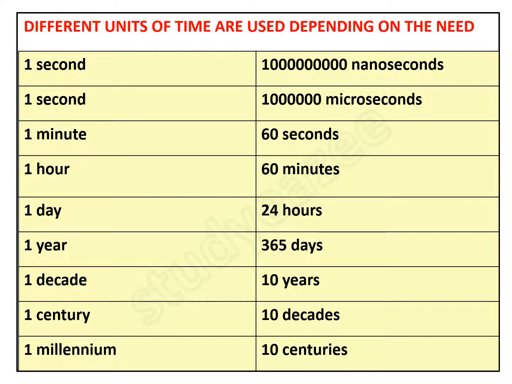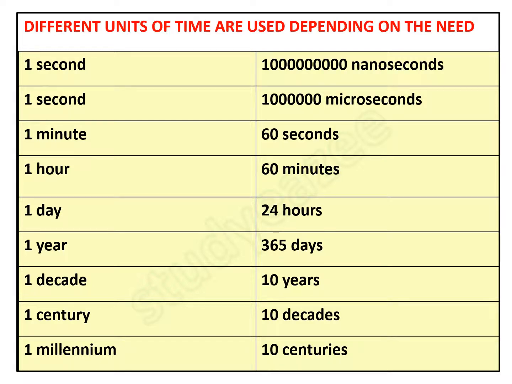This table shows the different units of time that are used depending on the need. 1 second is equal to 1 billion nanoseconds. 1 second is equal to 1 million microseconds. 1 minute is equal to 60 seconds. 1 hour is equal to 60 minutes.